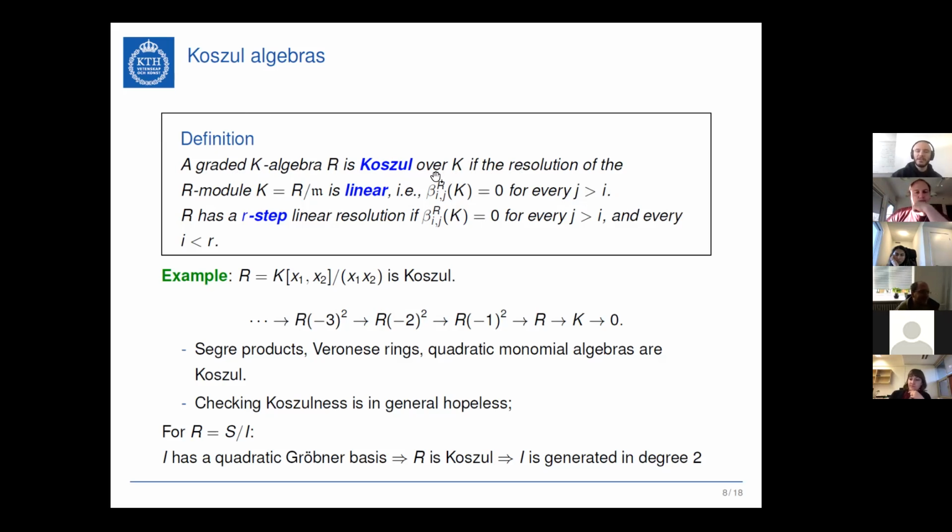So I understand it's quite a statement to parse if you have not heard of it before. We are defining families of algebras where the residue field has a nice, in some sense linear to be precise, resolution as an R-module. And again, we are going to filter this condition. We're going to relax this condition by saying that R has an r-step linear resolution.